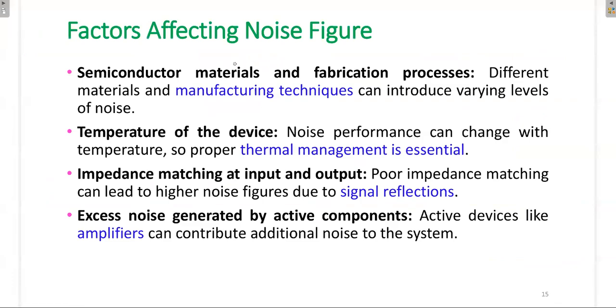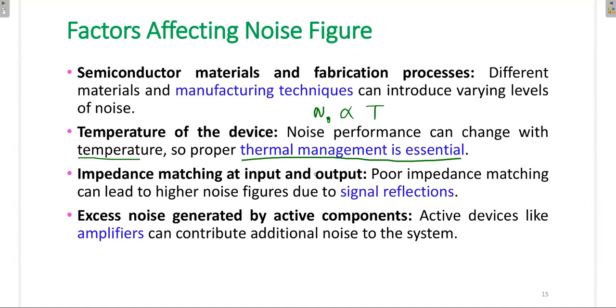Factors affecting the noise figure: semiconductor materials and fabrication process. Different materials and manufacturing techniques can introduce varying level of noise. Temperature of the device. Already we know that there is a concept of thermal noise that is directly proportional to the temperature. The thermal noise power is directly proportional to the temperature at which we are operating. So noise performance can change with the temperature. So we need to have proper thermal management in a place where we are operating with our devices.